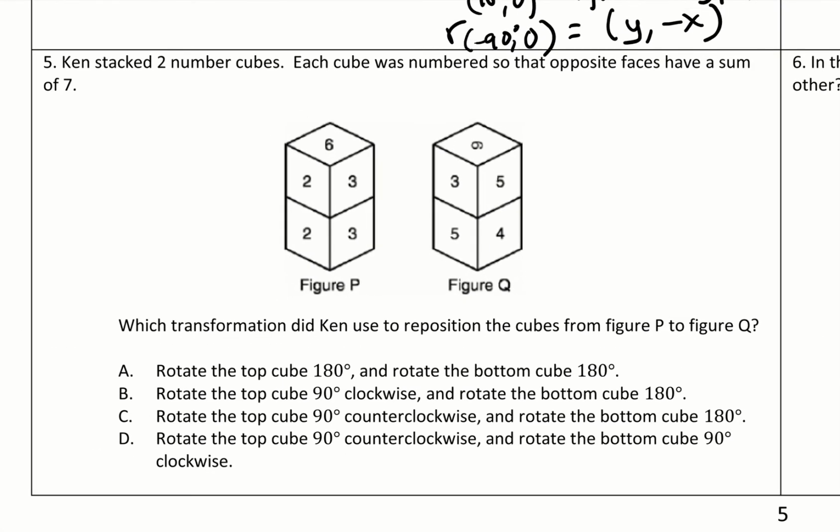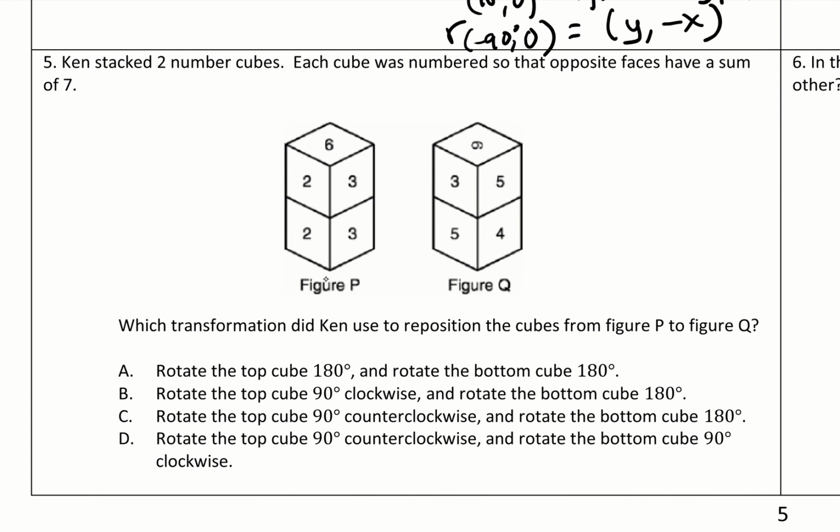So number 5, Ken stacked 2 number cubes. Each cube was numbered so that opposite faces have a sum of 7. So this is how a normal die works, right? If this is 2, then the face on the opposite side is a number 5. So the side that you cannot see on that side is 5. 5 plus 2 is 7. And so if this is 3, the one on this side that you can't see is 4. Okay? And that's how it's numbered.